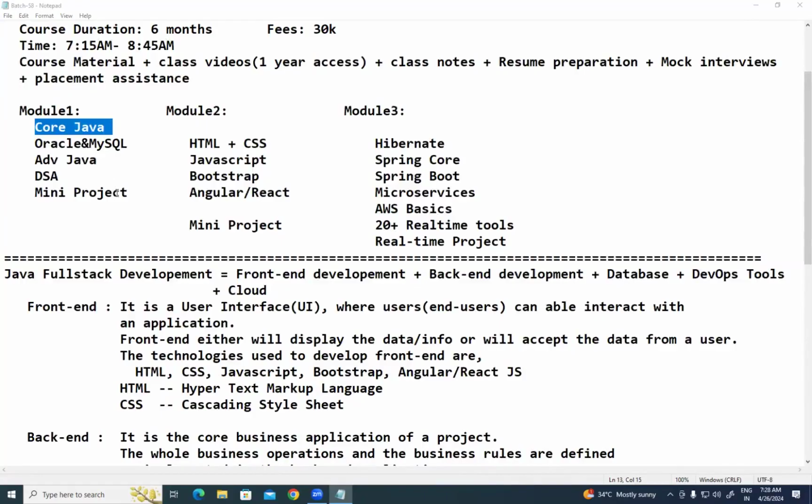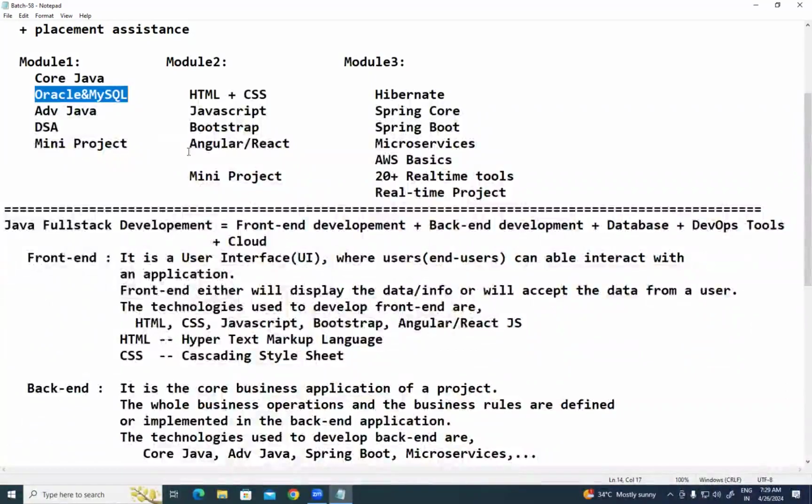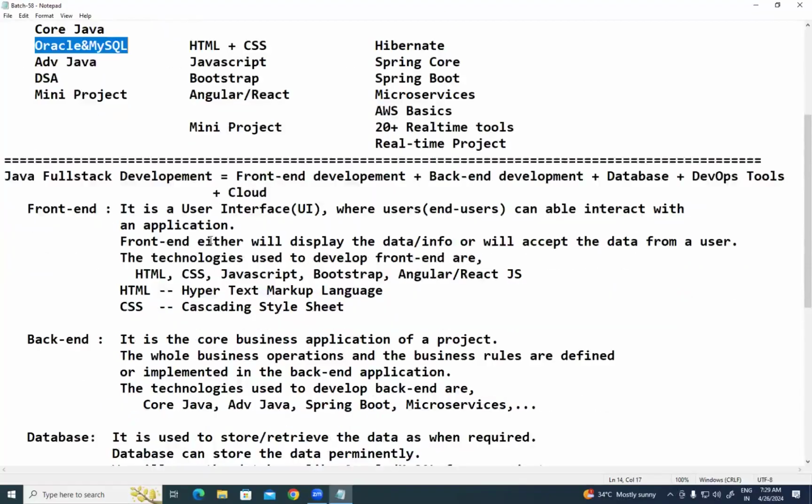So currently we are starting with core Java. Later on, maybe a week after, you will find another session with HTML, CSS, JavaScript, and parallelly maybe another session on databases like Oracle and MySQL, because these are all independent. You can learn core Java, HTML, CSS, and Oracle, MySQL parallelly. Am I clear, folks? So how long will core Java take? It will take around 2 months.